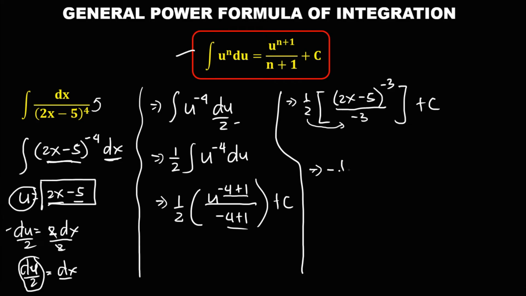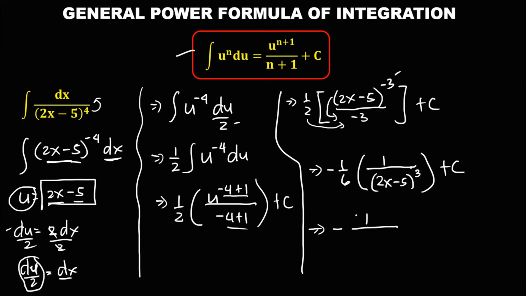So we have negative 1 over 6, then times. We can bring this down to make this exponent positive, and this becomes 1 then over 2x minus 5, and this negative 3 becomes positive 3, then plus c. Then to simplify, we have negative 1 then over, multiply, so we have 6 times 2x minus 5 to the power 3, then plus c.